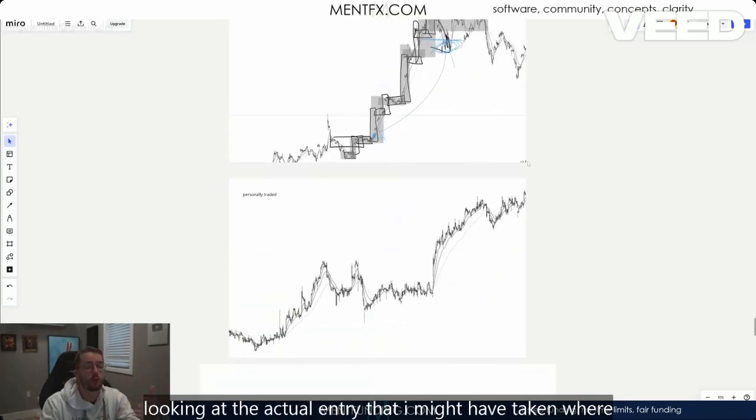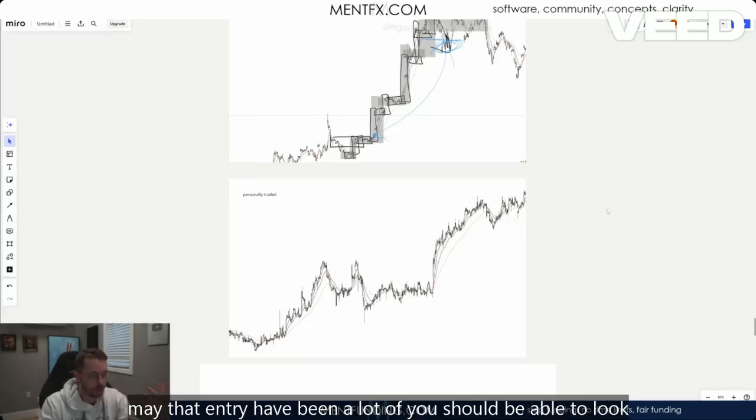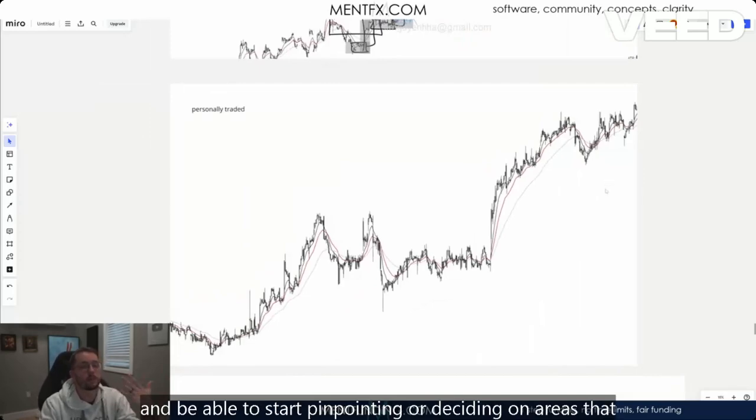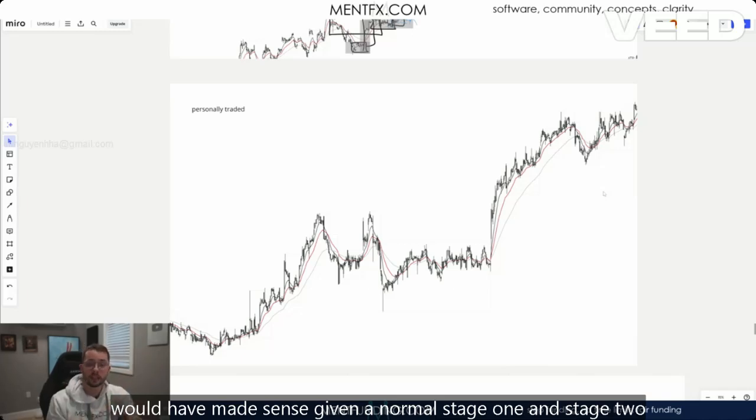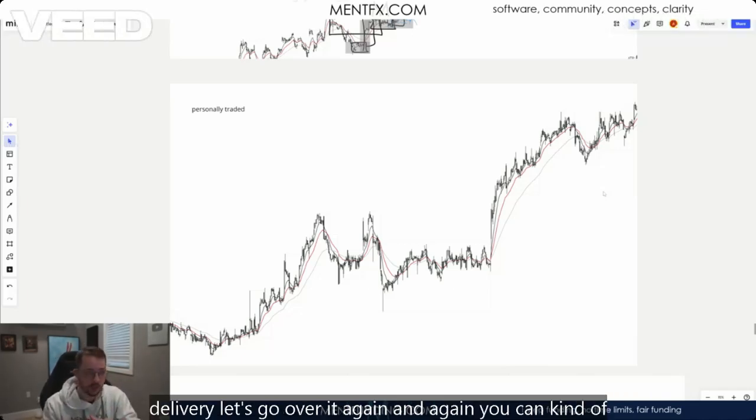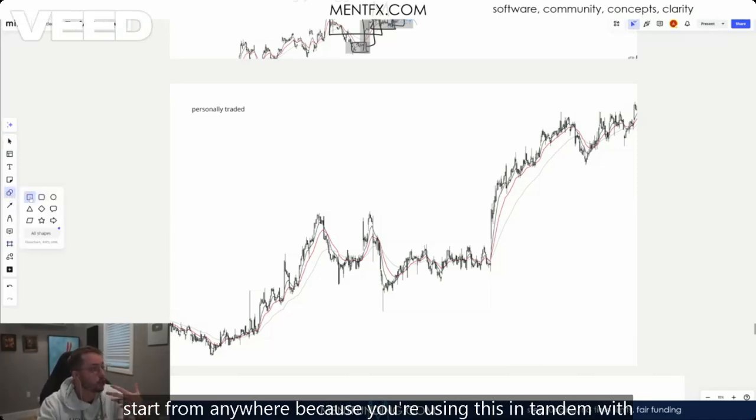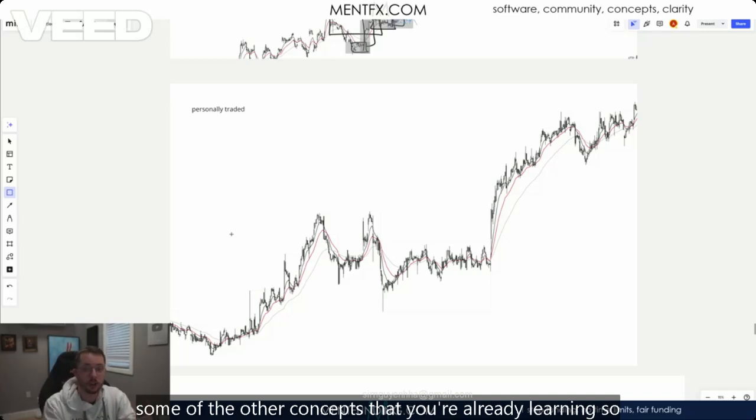So again, before looking at the actual entry that I might have taken, where may that entry have been? A lot of you should be able to look and start pinpointing or deciding on areas that would have made sense given a normal stage one and stage two delivery. Let's go over it again. And you can start from anywhere because you're using this in tandem with some of the other concepts that you're already learning.